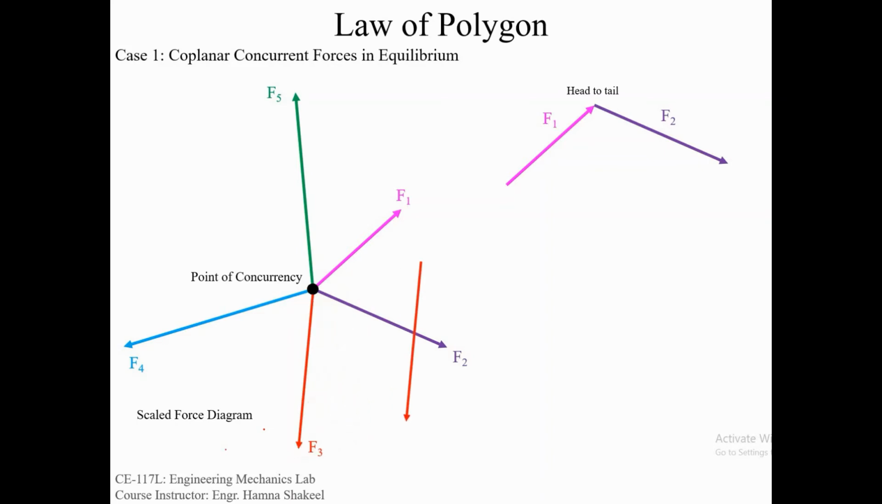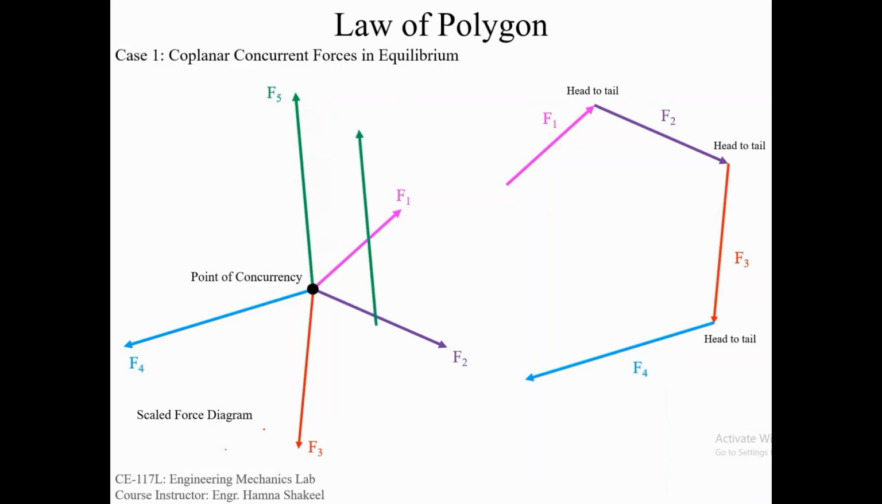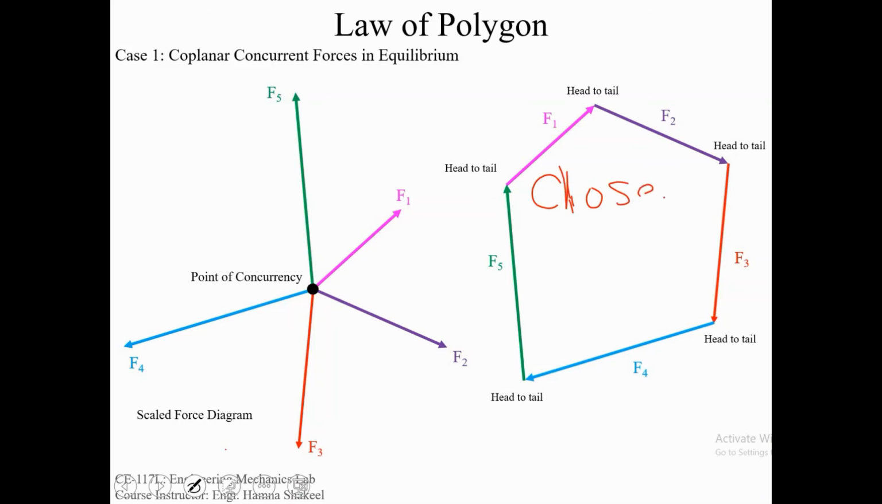Similarly, take F3, then F4, while preserving both the magnitude and direction of the forces and following the head to tail rule. And then take your last force F5 and again follow the head to tail rule and preserve the direction and magnitude of F5. So this is the polygon that you get, and you can see it is a closed polygon.